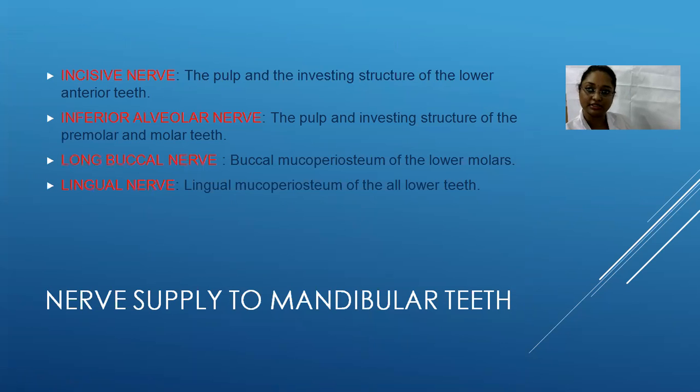Then coming to the nerve supply of the mandibular teeth, there is the incisive nerve, whose pulp and investing tissues supply the anterior teeth. And there are the inferior alveolar nerve, the long buccal nerve and the lingual nerve. The main supply of the lingual nerve is the lingual mucoperiodontium, while the long buccal nerve supplies the buccal mucoperiodontium. The inferior alveolar nerve supplies the pulp and investing tissues of the premolar and molar teeth, while the incisive nerve supplies mainly the anterior teeth.